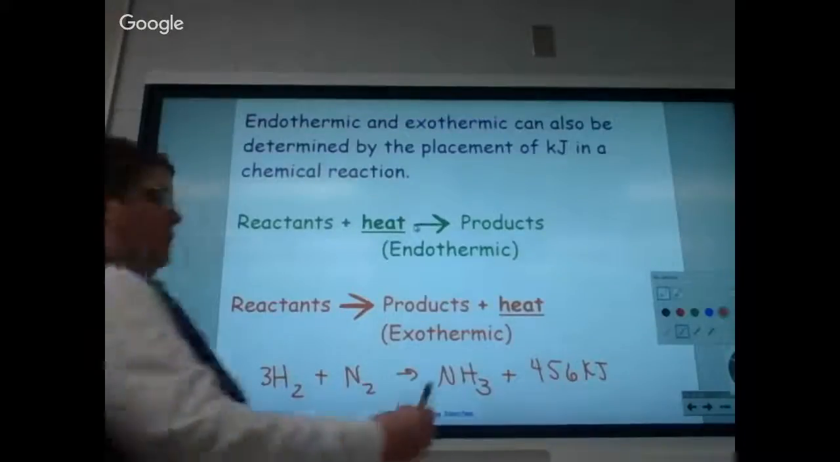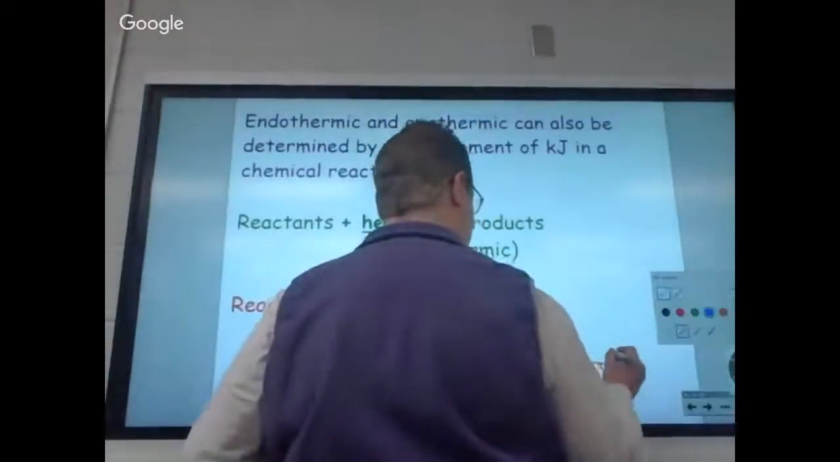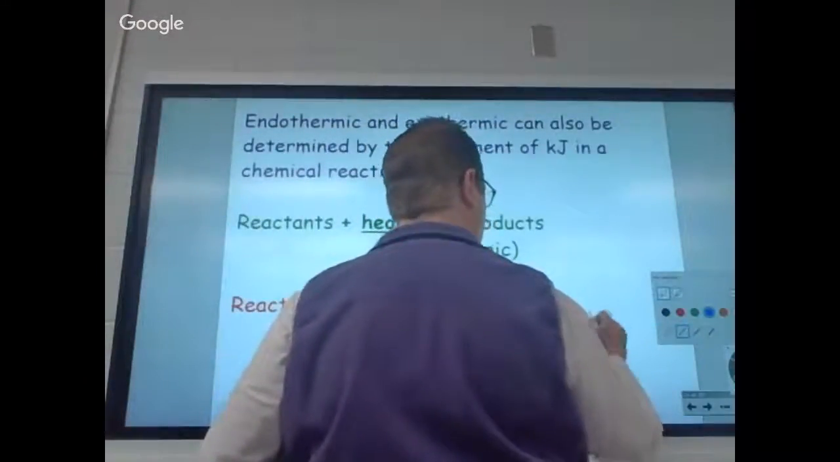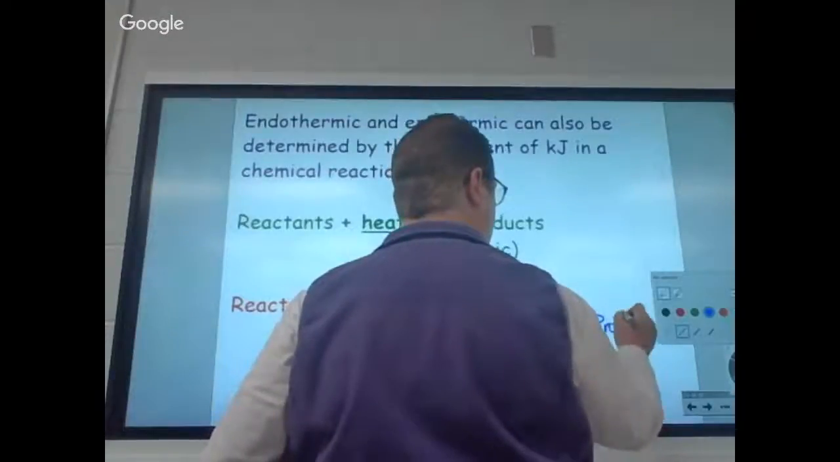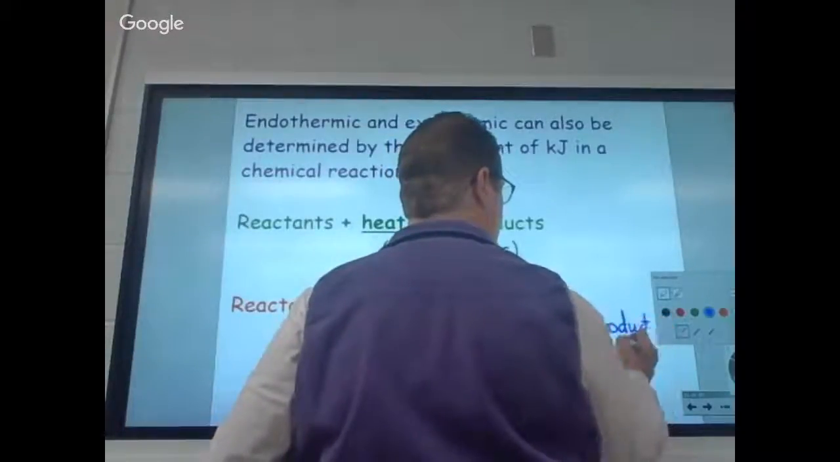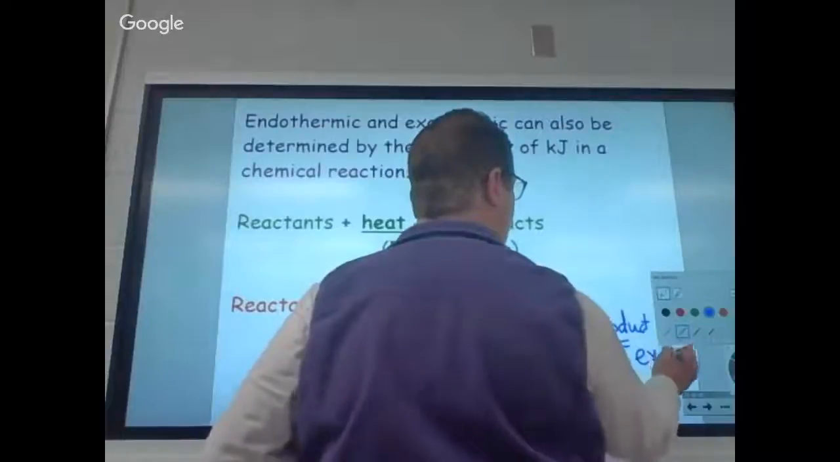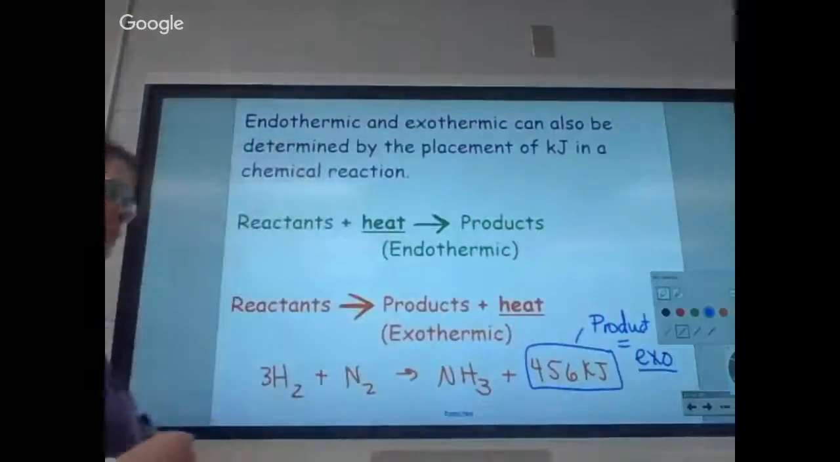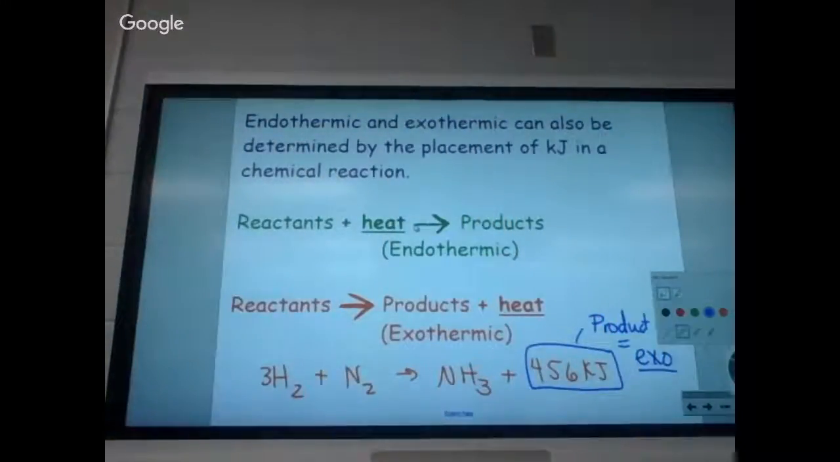Okay? Since this is a product, that means it's exothermic. Does everybody see how that works? Yes. If the number had been a reactant, it would be endothermic. That's the way I think you'll see it on the exam.